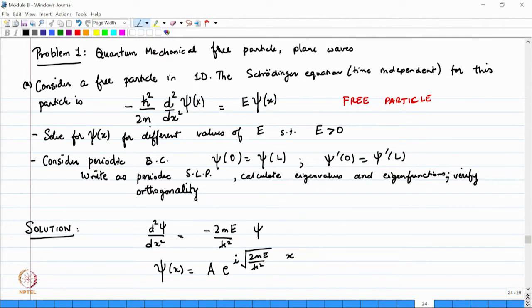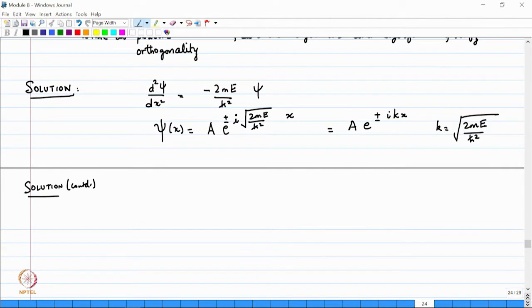And I will use the notation, it can be either plus or minus. Both the solutions are valid. So, I will write this as a e to the plus minus i k x, where k is equal to the square root of 2mE by h cross square, and E is greater than 0. So, this is a solution for E greater than 0.